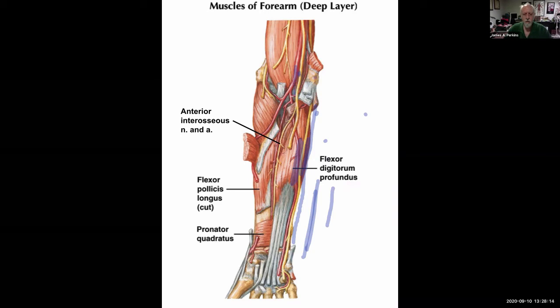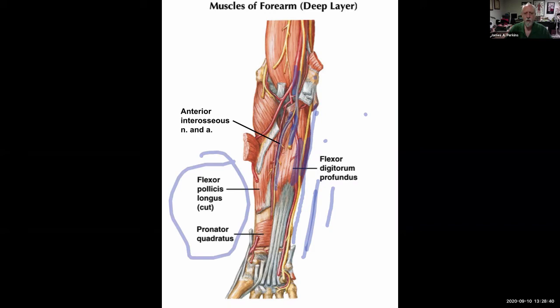Here's the median nerve up here, which runs right down the midline of the forearm. And that innervates all of those other anterior forearm muscles that we've talked about. The median nerve also gives off a branch called the anterior interosseous nerve. And specifically, this is the nerve that's innervating these deeper muscles.